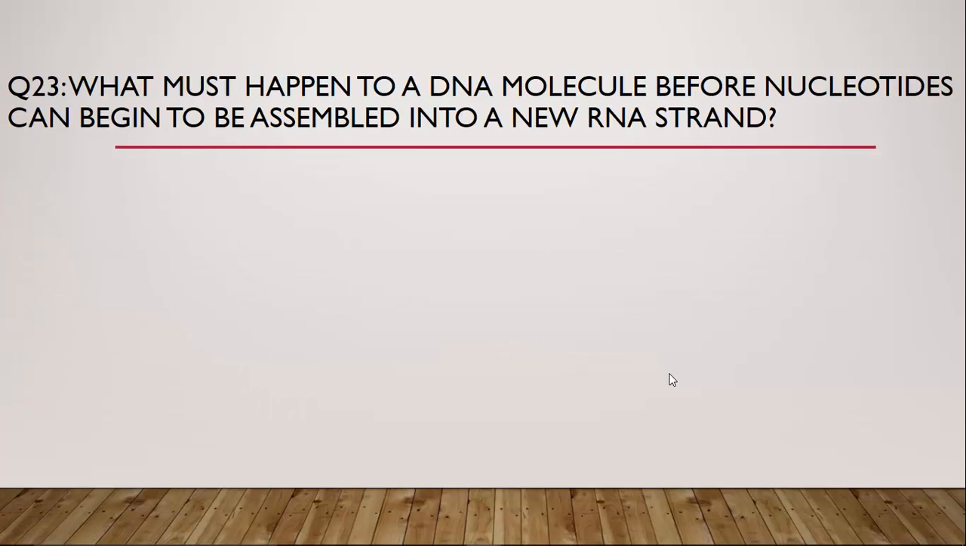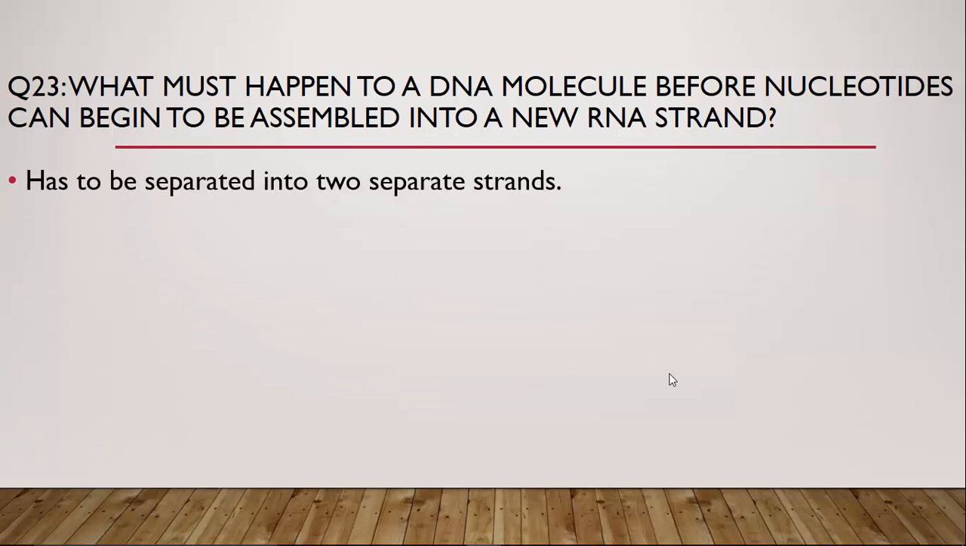All right, number 23. What must happen to a DNA molecule before nucleotides can begin to be assembled into a new RNA strand? Well, it has to be separated into two separate strands because remember, DNA is made up of two strands. RNA has one strand. So if you're going to make a new RNA strand, what you have to do is you need to separate these into individual separate strands.